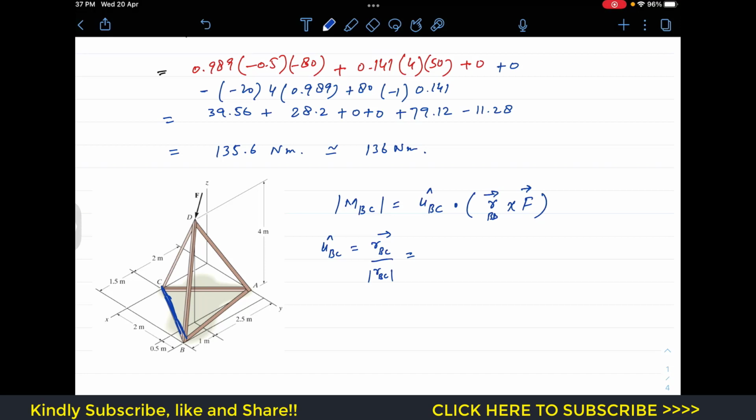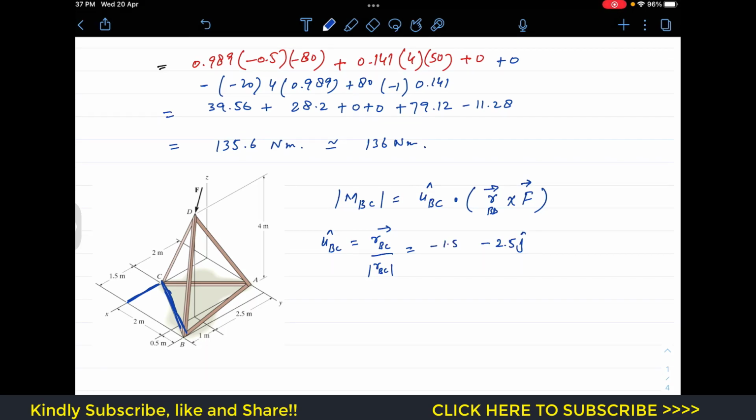Now for the position vector of B to C, again we need to travel along the x, y and z from B to reach that point C. So from B we need to travel this distance, this is 2 plus 0.5, so this is 2.5 in the negative j direction. This is the positive y direction, so we need to travel in the negative y direction, so that is minus 2.5 in the negative j direction. And then once we reach here we need to travel this distance in the negative x, so this is minus 1.5 in the negative i, and there is no need to travel in the z direction, so that will become 0k, and then we have to determine its magnitude.